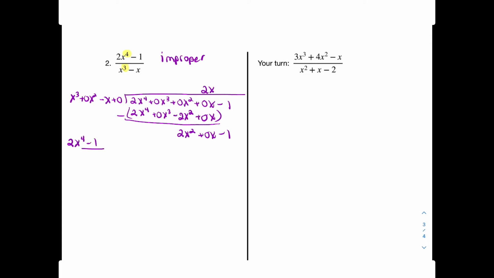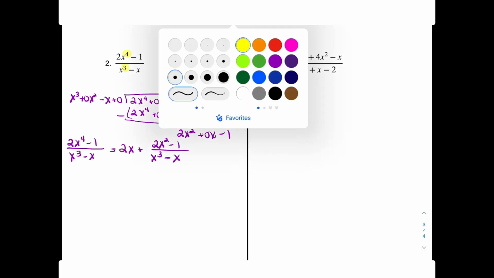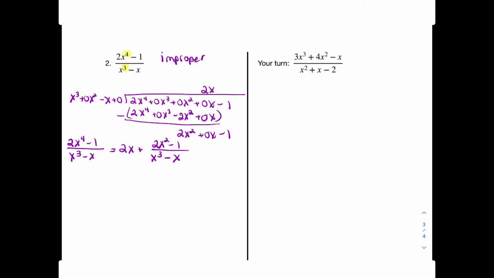So now I can rewrite this original rational function as 2x plus the fraction 2x squared minus 1 over x cubed minus x. And now I'm only going to look at that fraction, 2x squared minus 1 over x cubed minus x, and do partial fraction decomposition with this fraction only.